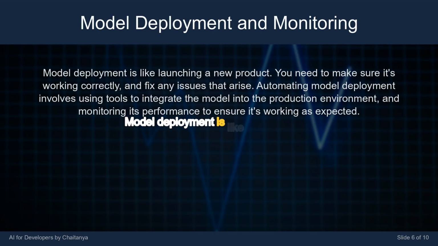Model deployment is like launching a new product. You need to make sure it's working correctly, and fix any issues that arise. Automating model deployment involves using tools to integrate the model into the production environment, and monitoring its performance to ensure it's working as expected.